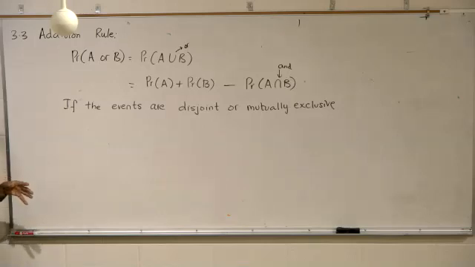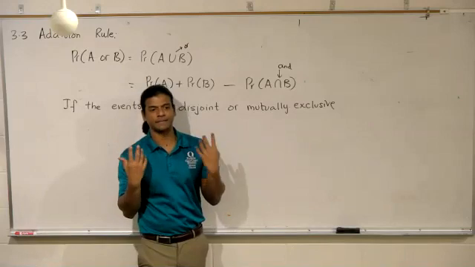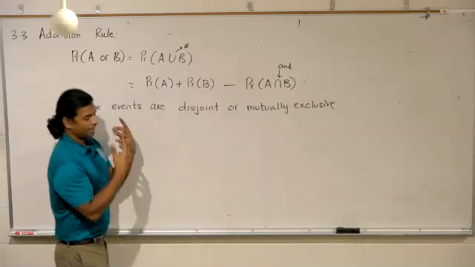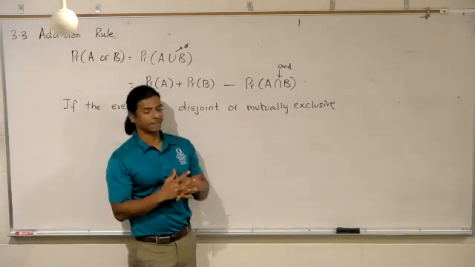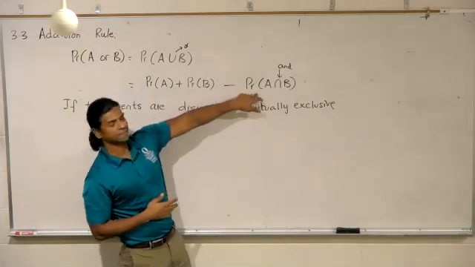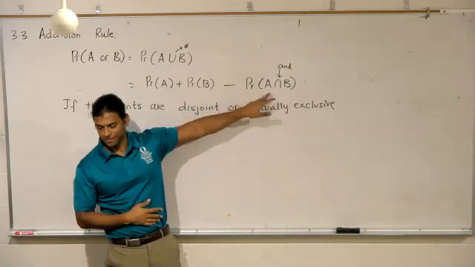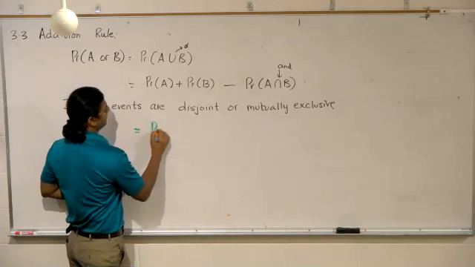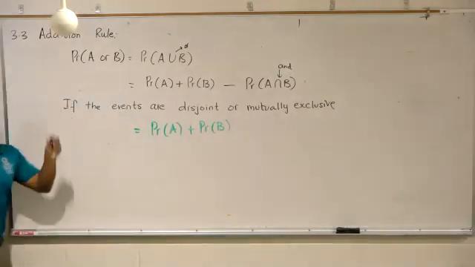So if the events are disjoint or mutually exclusive, then what is the probability that A and B could happen together? 0. 0, because I just said they are mutually exclusive. In other words, they cannot happen together simultaneously, but I'm wanting to find the probability that they would happen together. That probability will be 0. So if you know that the events are mutually exclusive, then the probability of A or B is simply the probability of A plus the probability of B.